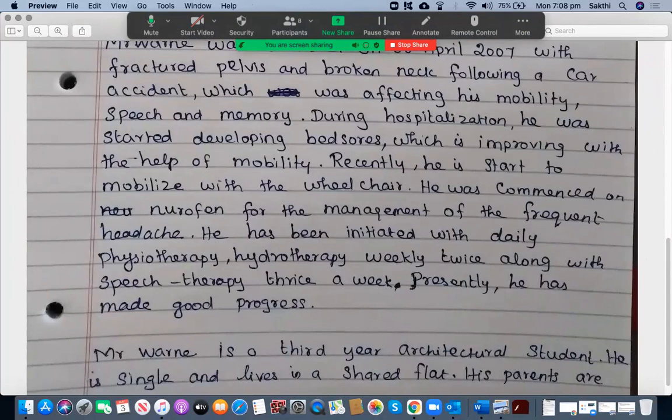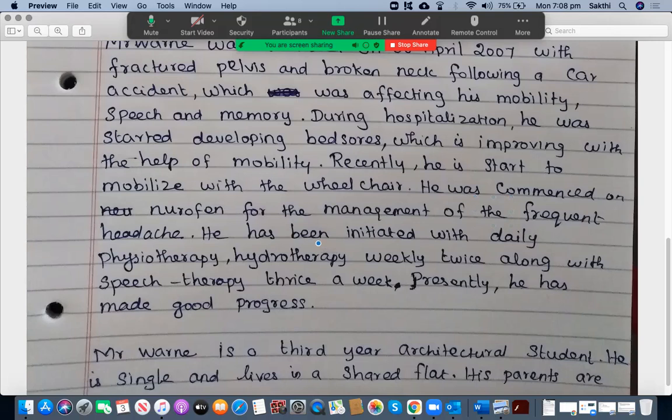"He was commenced on." That's okay. So for the medicines, you can use "he was commenced on" something. That's all right. "He was commenced on Nurofen for the management of the frequent headache." Oh, you don't need "the" before frequent headache. "Management of frequent headache." That's all right.